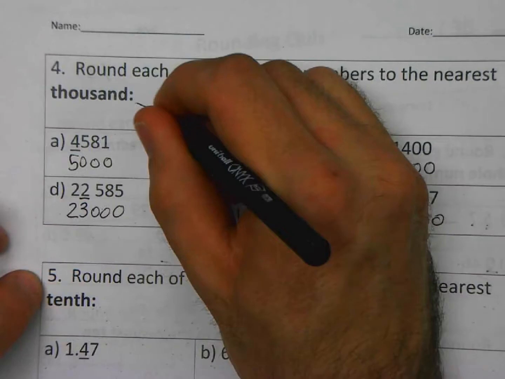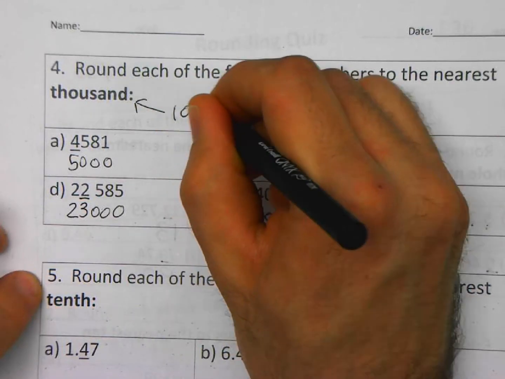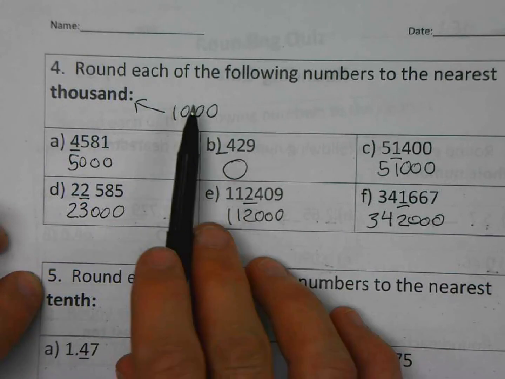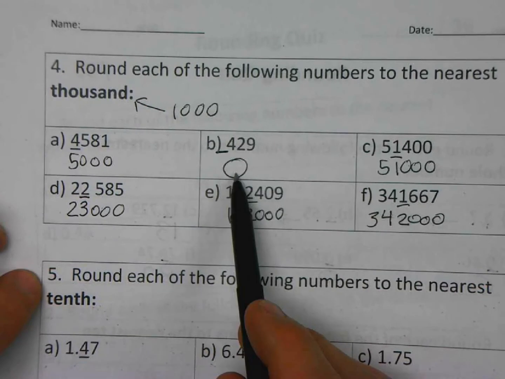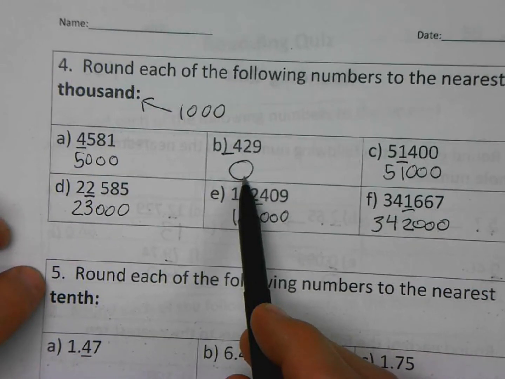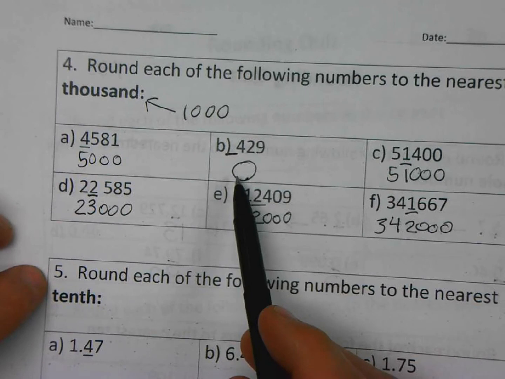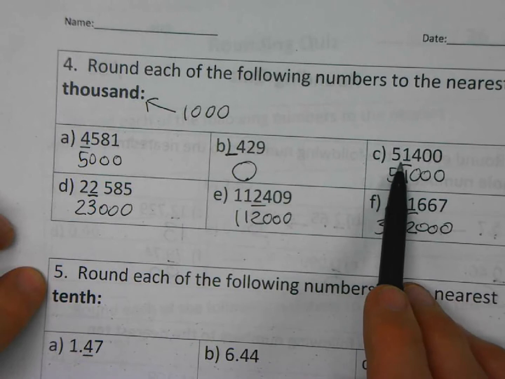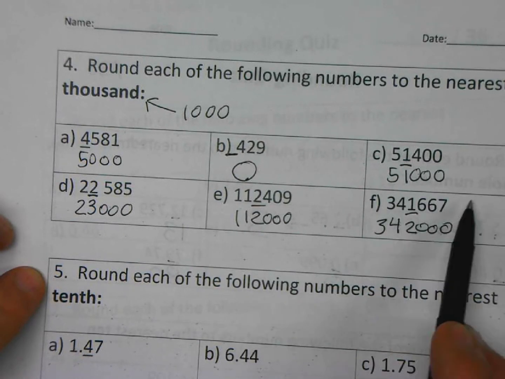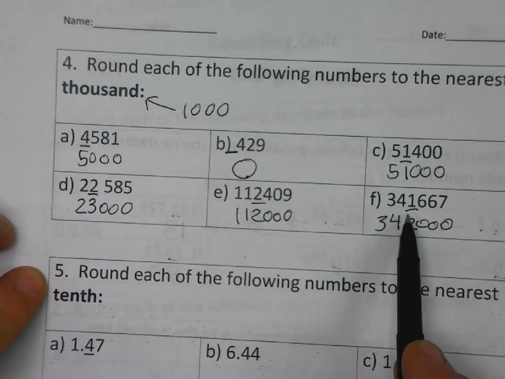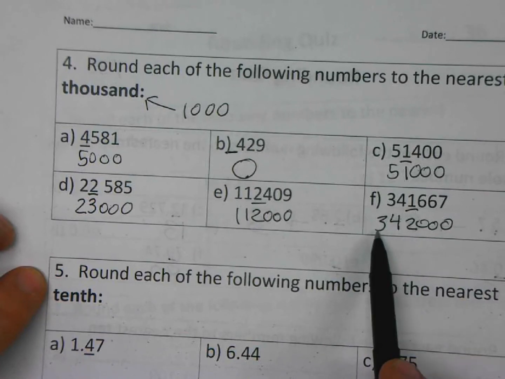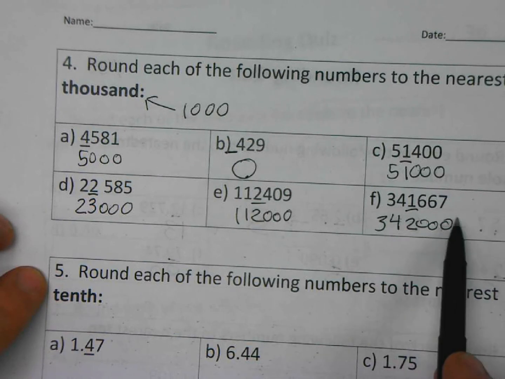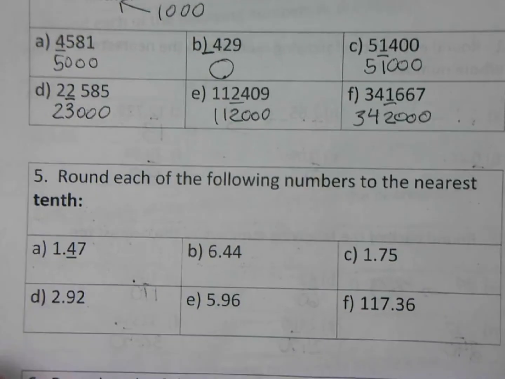Same as 1,000. So we're looking to make all our answers end in 0, 0, 0 unless it's just a single 0, which could happen, right? A single 0 means it just rounds to 0. It means we have no thousands. This one we're saying is closer to 51,000 than it is to 52,000. This one's saying this is closer to 342,000 than it is to 341,000. Okay? That's kind of how that works.